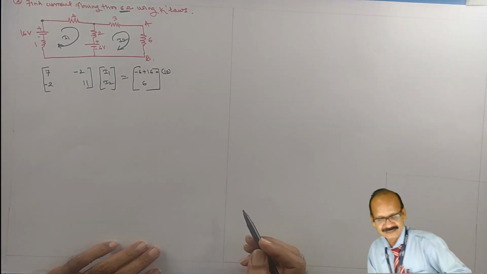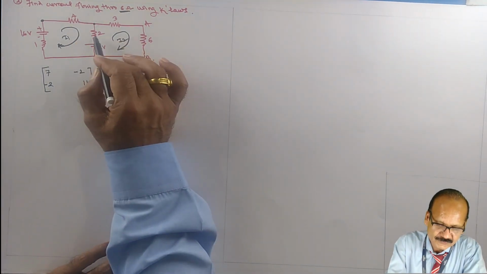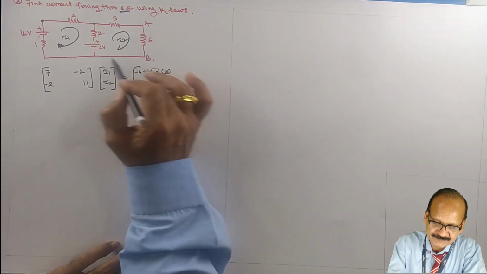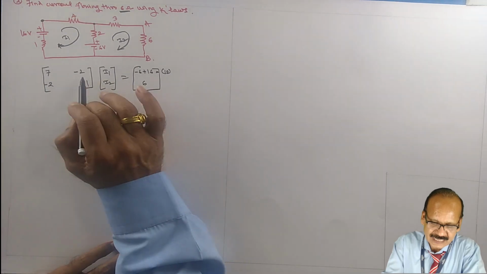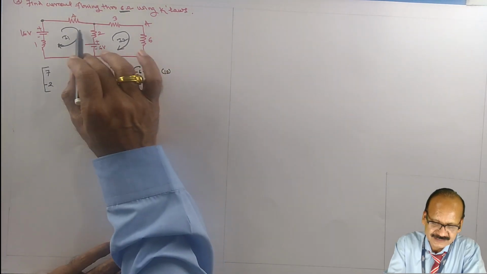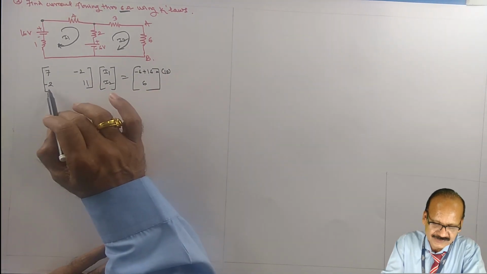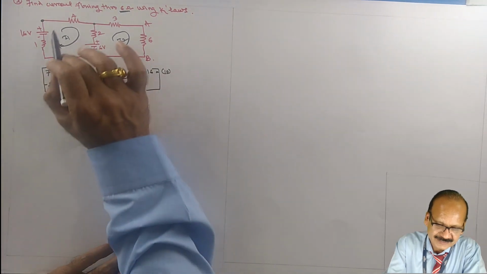You have to use the calculator or check it once again. R11: 4 + 2 + 1, 7. R22: 3 + 6, 9, + 2, 11. These diagonal elements are always positive. Then R12: these currents are flowing in opposite directions, therefore -2, R12 equal to R21 equal to -2, then I1, I2. Then the batteries.